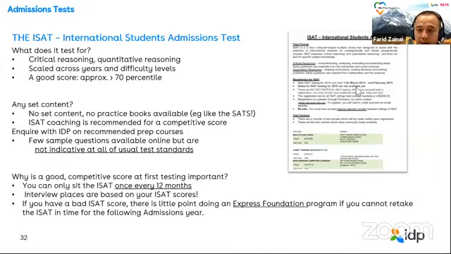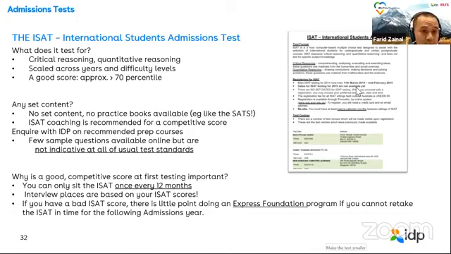Okay, so for the ISET, the ISET is to give an indication of cognitive abilities of international students who have applied for entry into the Australian university. It is in the form of a 3-hour computer-based exam comprising 100 multiple choice questions. These questions are designed to assess the candidate's critical reasoning and quantitative reasoning skills.